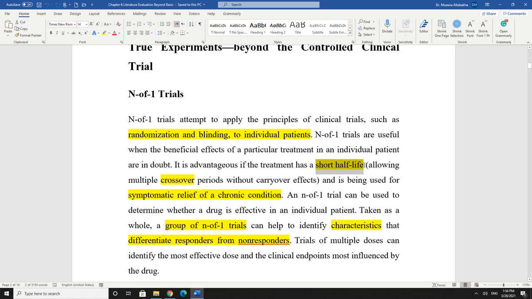And remember, short half-life means that the drug elimination will be fast. Meaning once I finish the first treatment, I will not have to wait long before I start the second treatment. Okay? And as I told you, it's a crossover design.